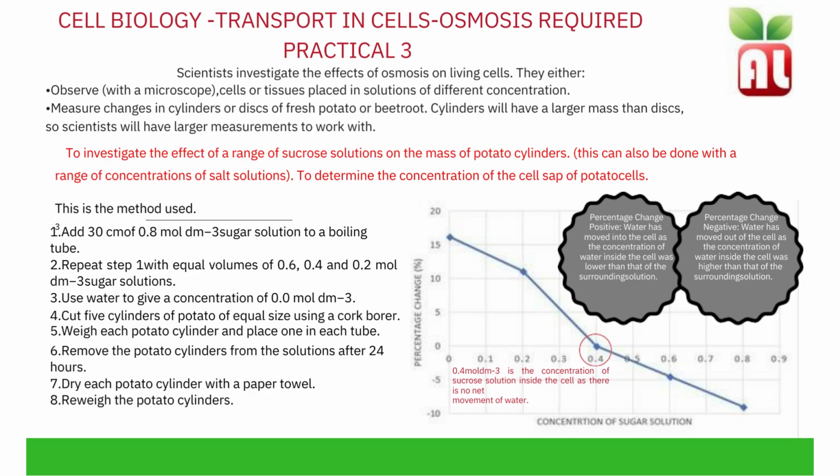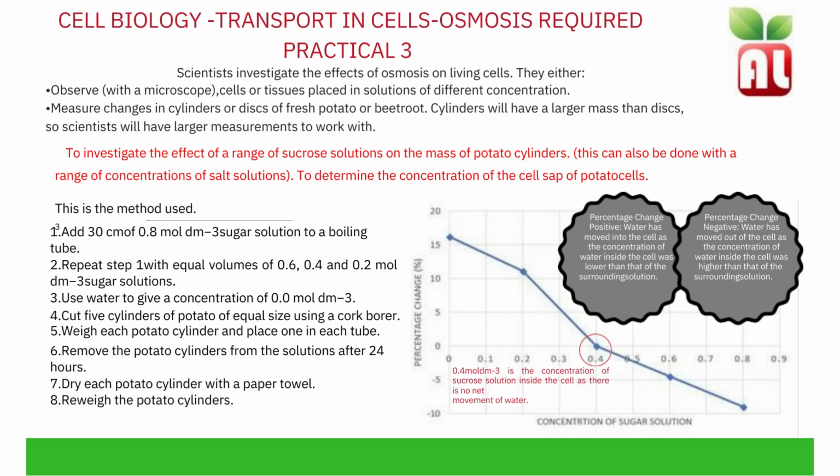Remove the potato cylinders from the solutions after 24 hours. Dry each potato cylinder with a paper towel. This removes any excess water from the potato that could affect the mass. Re-weigh each of the potato cylinders. You can calculate the percentage change in mass of each potato cylinder by finding the difference in the start and the end mass and dividing this by the initial mass of each potato. Multiply this value by 100 to get your percentage change.